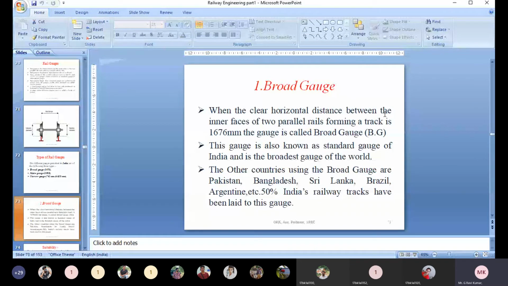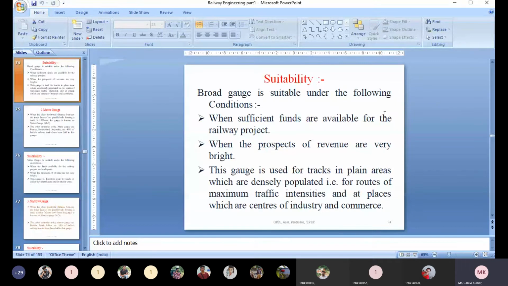Now, 50% of Indian railways have broad gauge. Not only 50%, more than 50% in our India is broad gauge. And broad gauge is suitable wherever funds are there and wherever good revenue is there. Especially, broad gauge is best suited for carrying passengers. For carrying goods or luggage, broad gauge is not suitable. Only for carrying passengers with safety and comfort, broad gauge is the best choice.